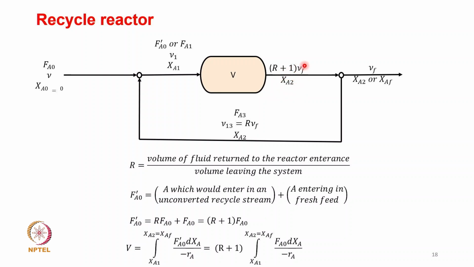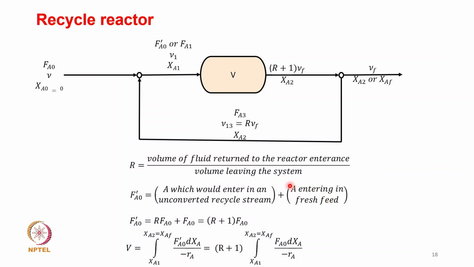Why is it R plus 1 times Vf? Because you are taking out the final output, which is Vf, and R times Vf is recycled back. So, this will be R plus 1 times Vf. XAF or XA2, you replace it as your final conversion.